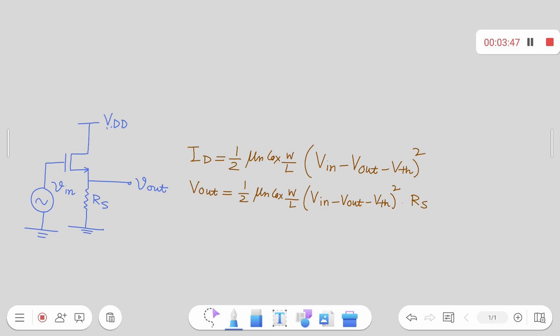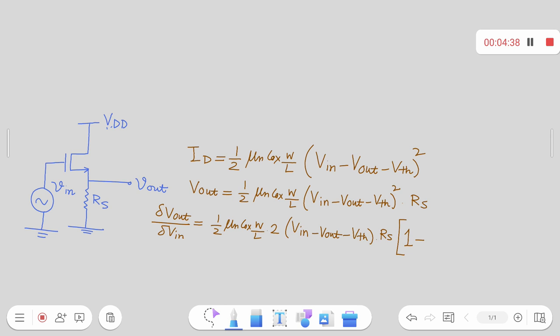From this large signal analysis, from this expression of Vout, we can also find the expression for the voltage gain. How can I do that? Just differentiate this Vout with respect to Vin. So here, del Vout upon del Vin is equal to half mu n Cox W over L, that's a constant part. Then you have 2 times Vin minus Vout minus VTH times RS, and then I have to differentiate the term inside the square with respect to Vin. What is that?